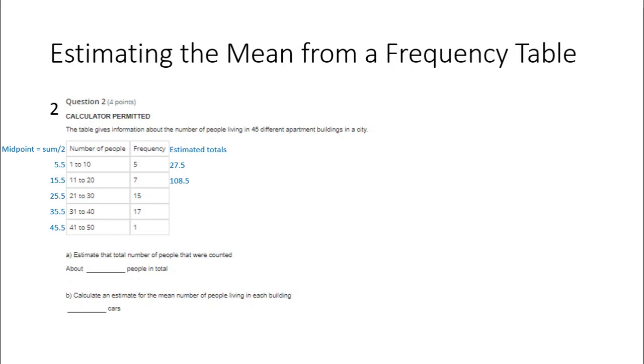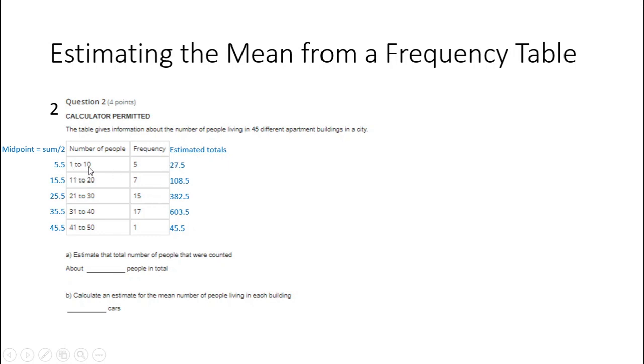It would really help if you're showing your working, because I can't keep all these numbers in my head. You should be writing them down. That way as well, if you have a mistake, you can send me your working and we can see what that mistake is. So keep going. 15 times 25.5, 17 times 35.5, 1 times 45.5. Those are my estimated totals for each of these classes.